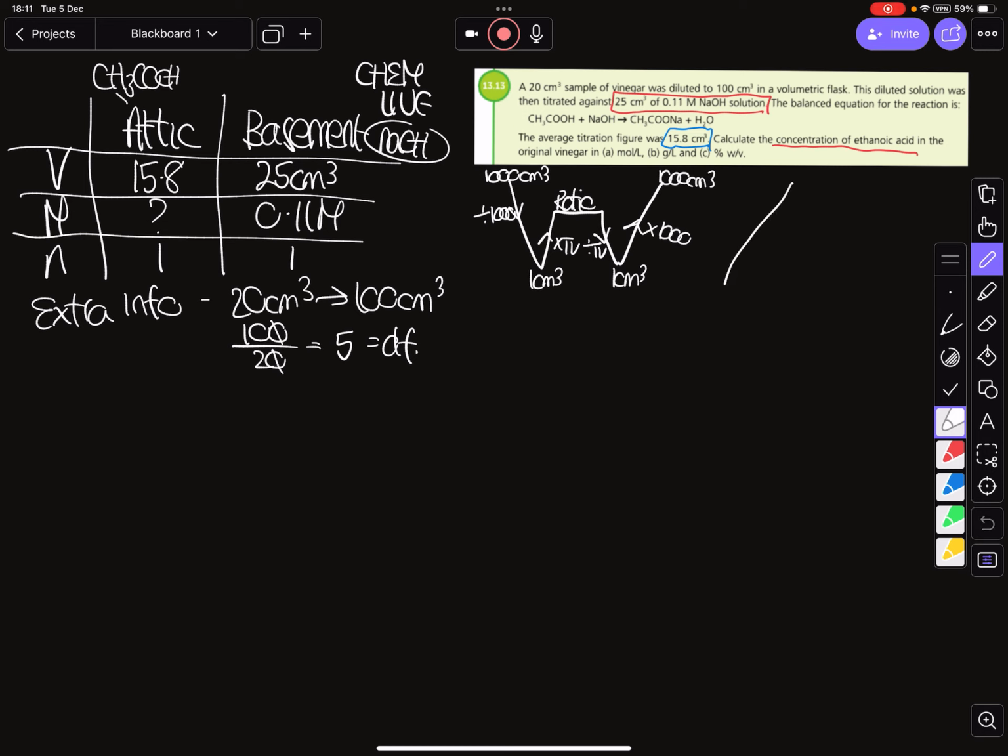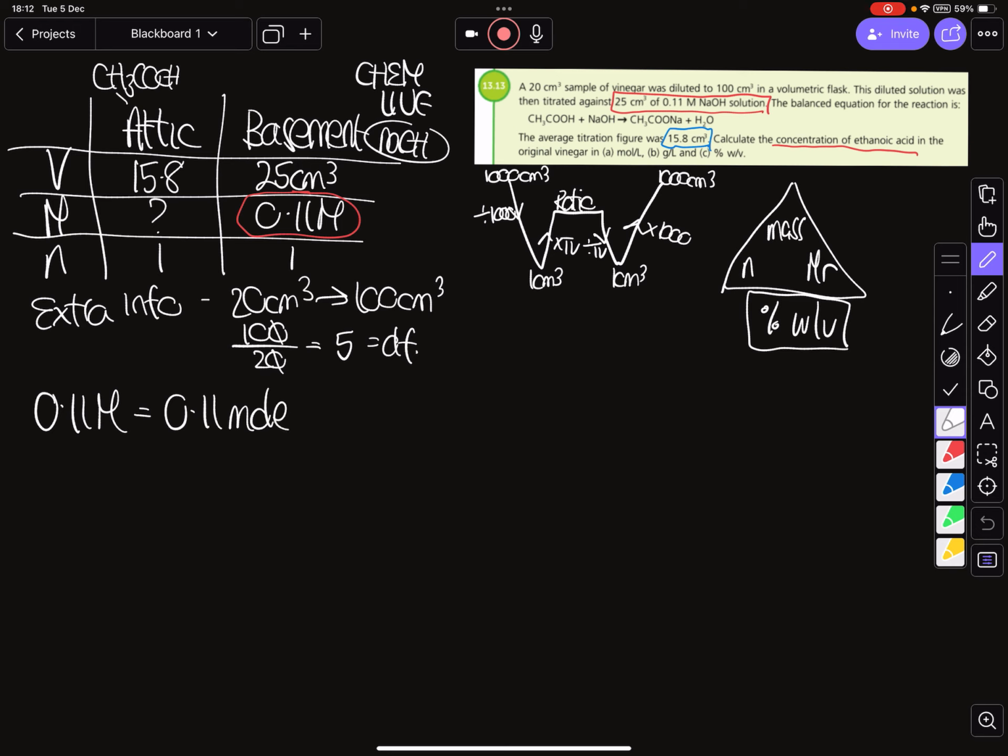We will also at some point have to use our mass triangle. So moles, mass, and a molar mass, which we'll calculate from mass numbers. And we will have to convert into percent weight per volume at some point. So we're going to get on with our maths. We've said this here is our way in. And as always, we just say what this means. So this is 0.11 moles in 1,000 centimeters cubed. So we're up here at this point of our W.